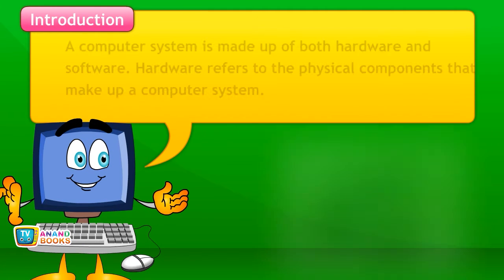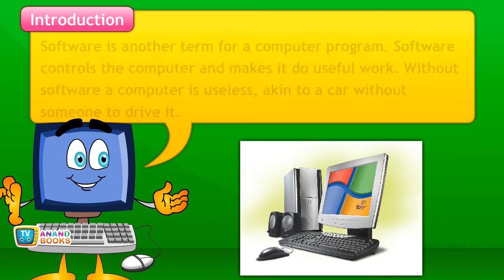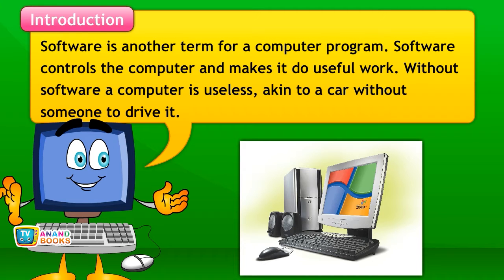Introduction. A computer system is made up of both hardware and software. Hardware refers to the physical components that make up a computer system. Software is another term for a computer program. Software controls the computer and makes it do useful work. Without software, a computer is useless, akin to a car without someone to drive it.